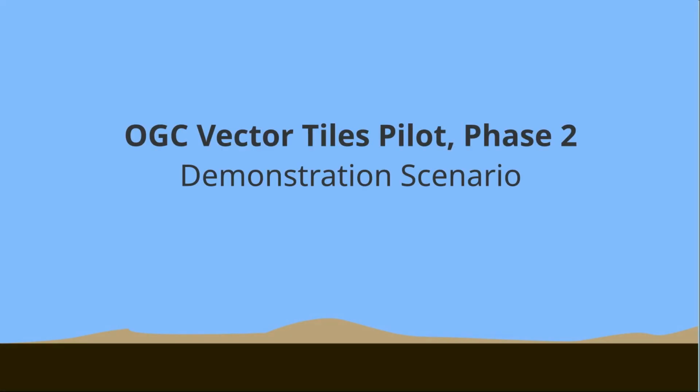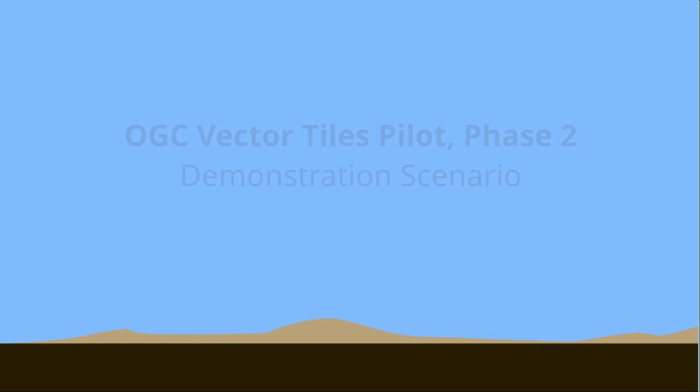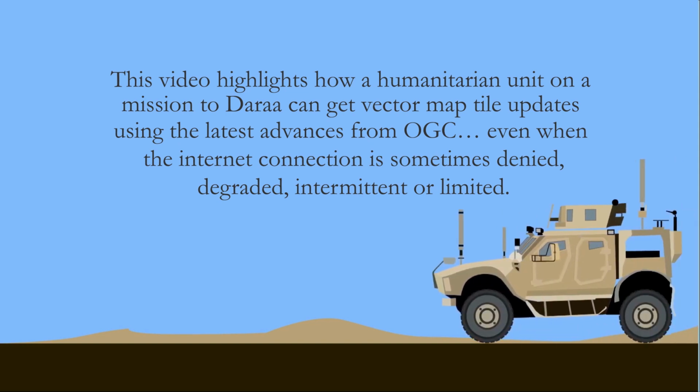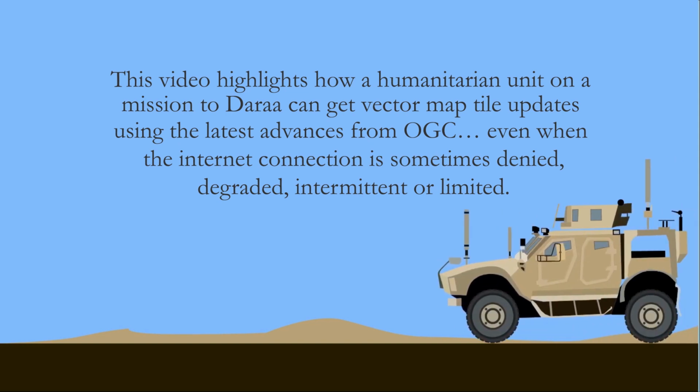This video, developed by GeoSolutions, showcases the demonstration scenario for the OGC Vector Tiles Pilot Phase 2. The video highlights how a humanitarian unit on a mission to Dara can get vector map tiles updates using the latest advances from OGC, even when internet connection is not optimal.